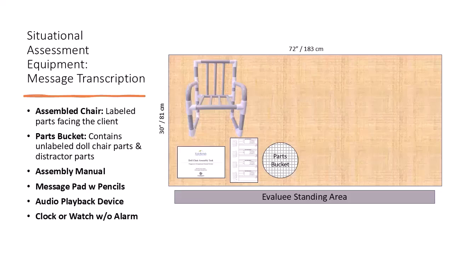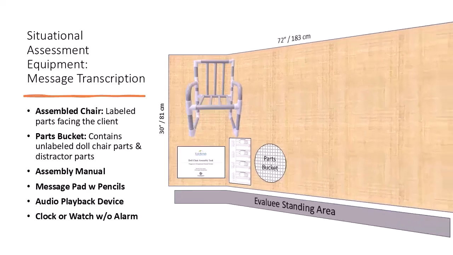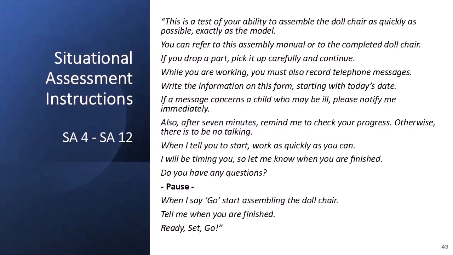Okay, so how do I instruct the client on handling interruptions? Here are the instructions for situational assessments, Essay 4 through Essay 12. This is a test of your ability to assemble the doll chair as quickly as possible, exactly as the model. You can refer to this assembly manual or to the completed doll chair. If you drop a part, pick it up carefully and continue. While you are working, you must also record telephone messages. Write the information on this form starting with today's date.